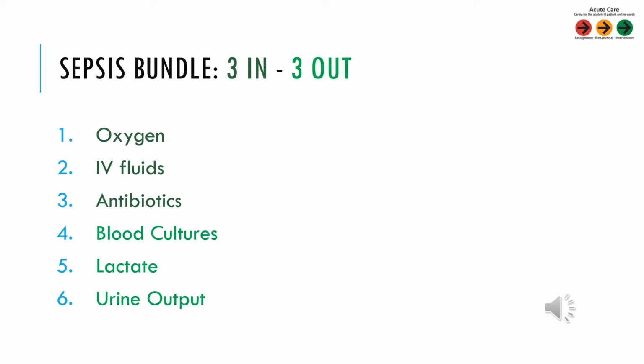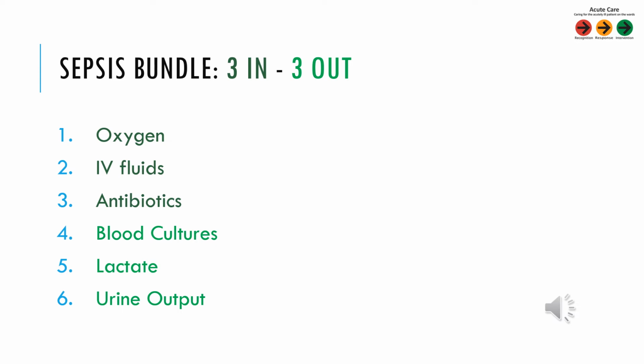The Sepsis 6 consists of 3 elements that go in and 3 elements that come out. Firstly, as mentioned, oxygen. If the patient becomes acutely unwell, their oxygen requirement will go up. Secondly, IV fluids. As stated, the vasodilation that occurs secondary to the cytokine release will mean that the blood volume is insufficient to maintain blood pressure. Thirdly, and perhaps most importantly, antibiotics. The only way to stop sepsis is to treat the infection that has caused it.